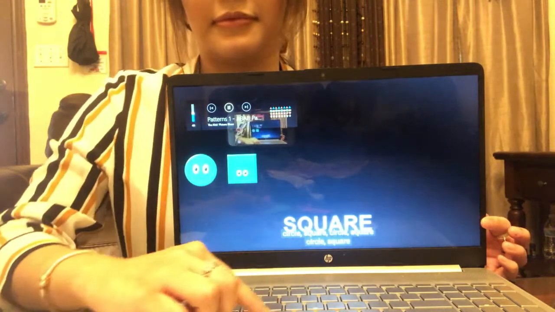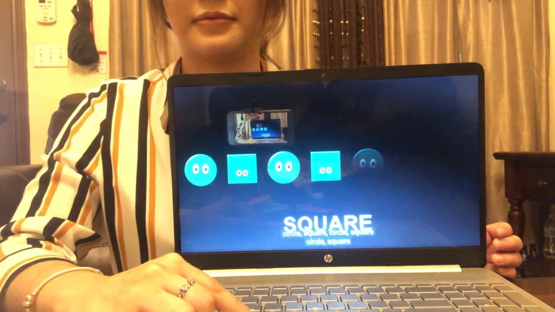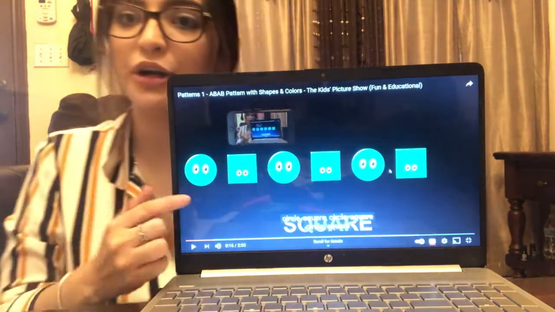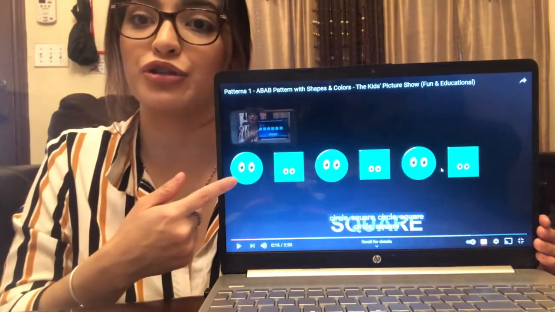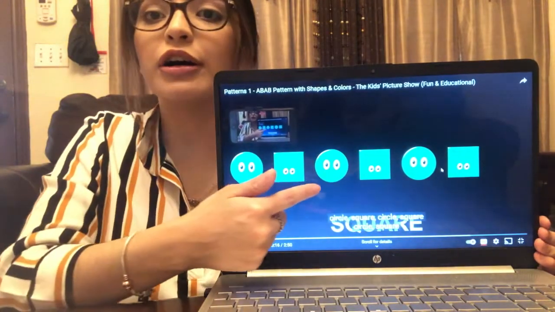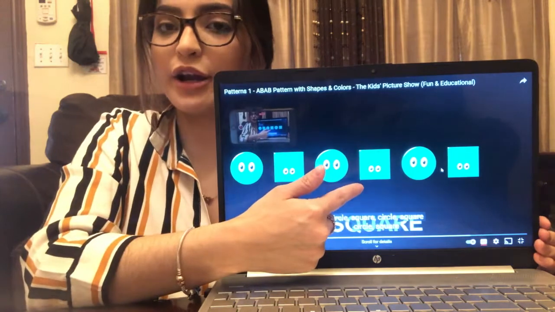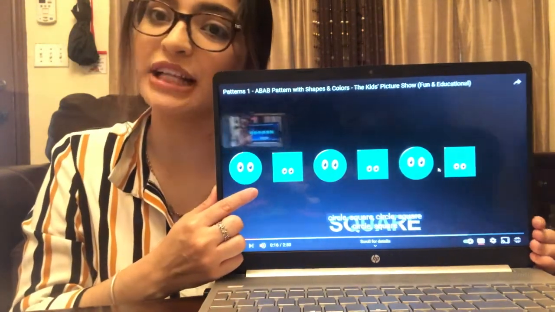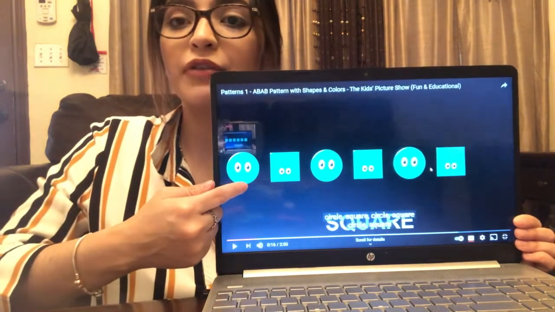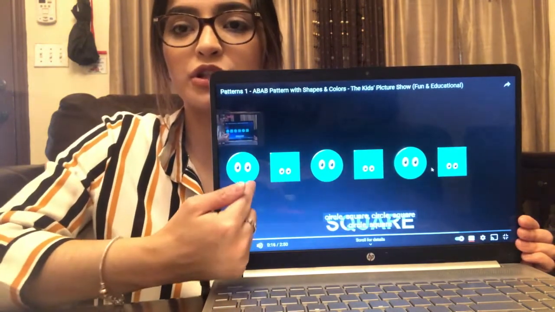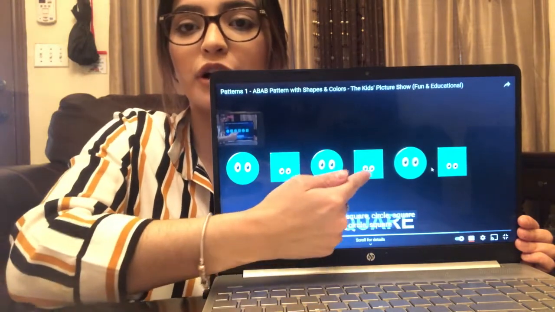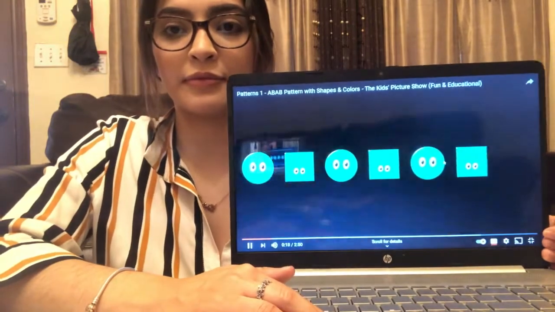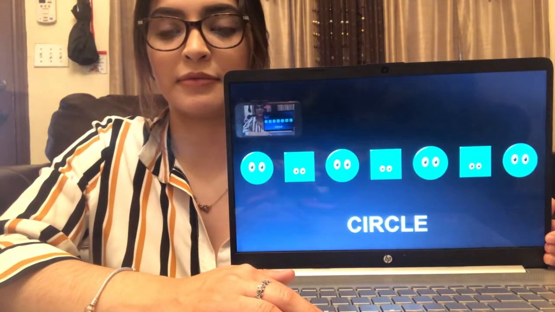Circle, square, circle, square, circle, square. Okay, so in this part of the video, it's showing you guys a circle, a square, a circle, a square. You see that it's two different types of objects. That's what a pattern is. Two different objects in a sequence. Circle, square, circle, square, circle, square.